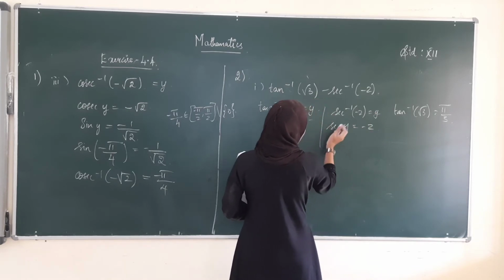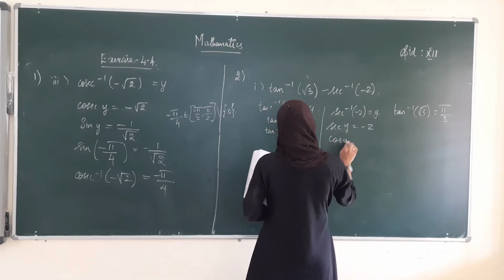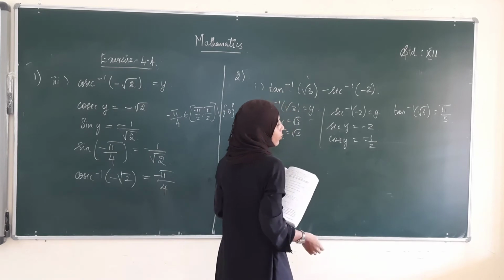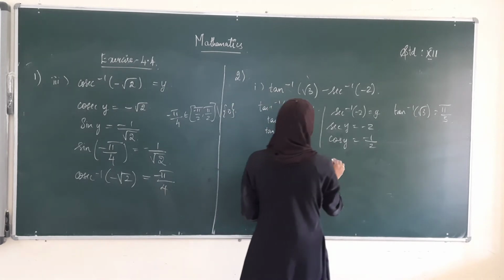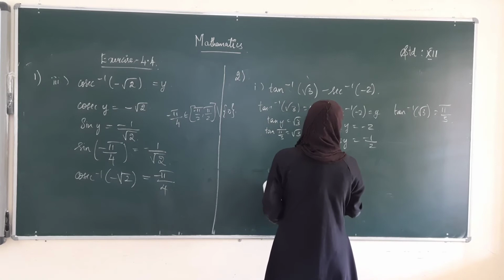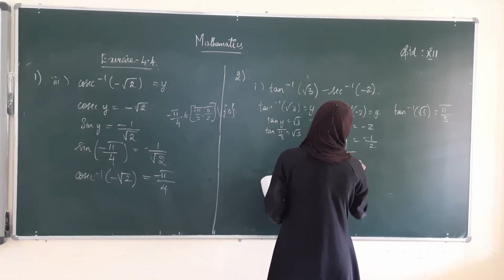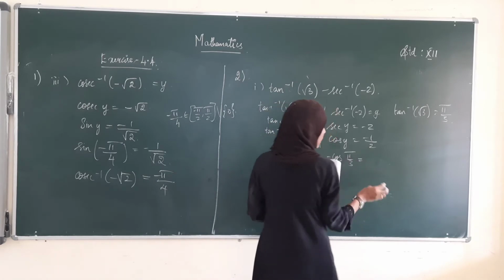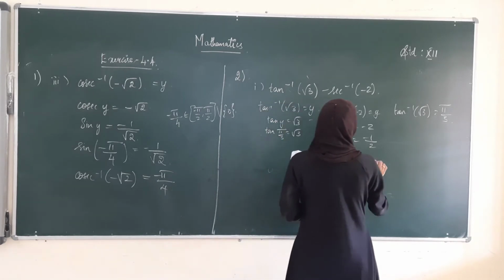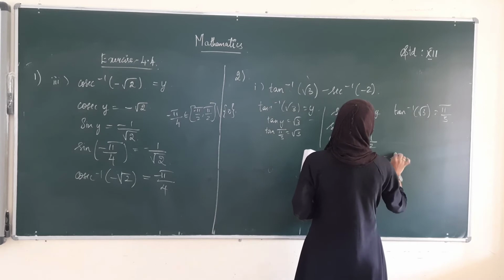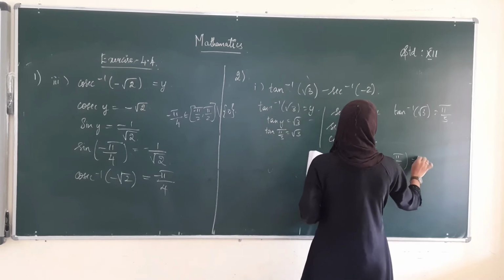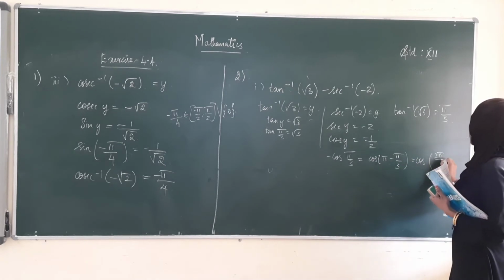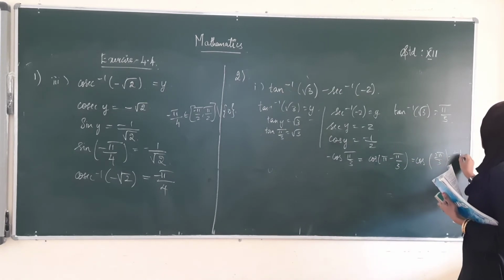Take the reciprocal, it becomes cos y is equal to minus 1 by 2. For what values of y do we get the value cos y as 1 by 2? That is cos of pi by 3. Here we have minus, therefore we are putting minus here. Cos of pi by 3 is equal to 1 by 2. So, therefore cos of pi minus pi by 3, which is 2 pi divided by 3, is equal to minus 1 by 2.